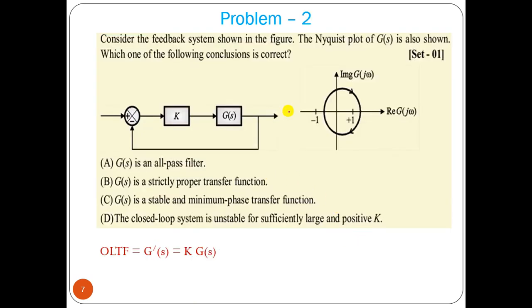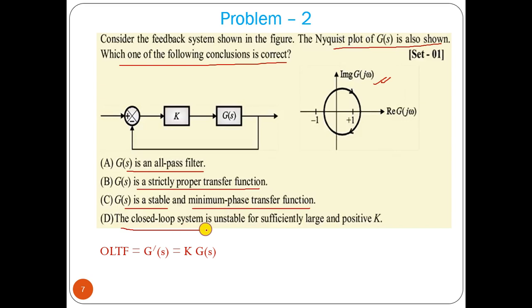Now, let us solve another problem, problem number 2. What is given here? Consider the feedback system shown in the figure. The Nyquist plot is shown. Which one of the following conclusions is correct? So, this is the Nyquist plot. What are the conclusions given? G(s) is an all pass filter, G(s) is a strictly proper transfer function, G(s) is a stable and minimum phase transfer function. The closed loop system is unstable for sufficiently large and positive value of k.